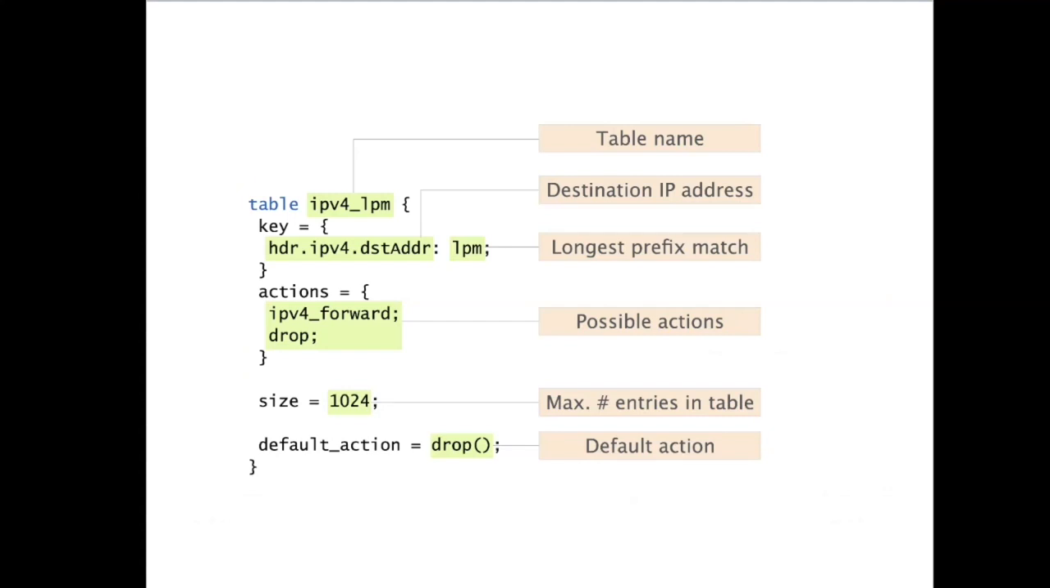So for instance, here we could define a new table, IPv4 LPM, for longest prefix match. We match on the destination address, with LPM as the match type. We put our 2 actions. Let's say we use 1024 as the maximum entries, and then we drop by default. So this is kind of working code that defines very precisely what the IPv4 forwarding table looks like in the dataplane.